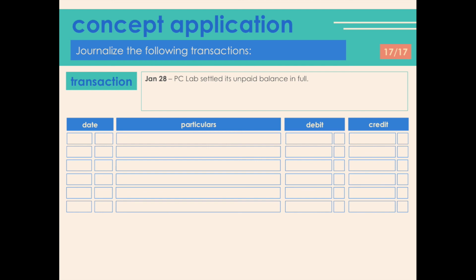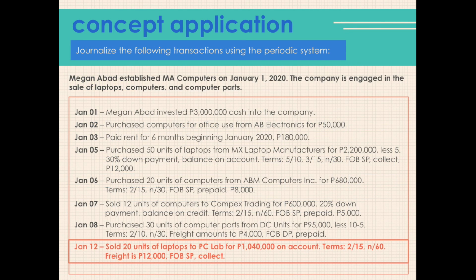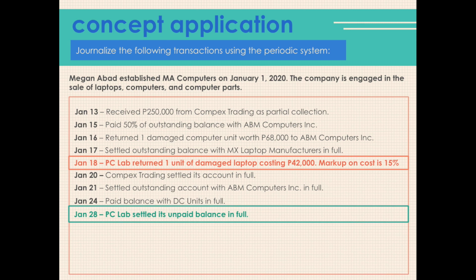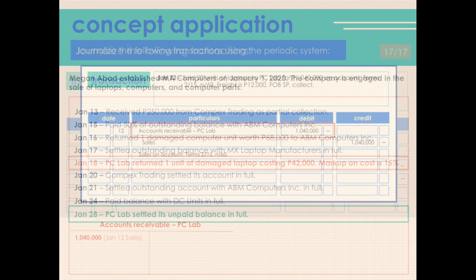January 28, PC Lab settled its unpaid balance in full. Again, this is a full settlement, so we need to compute for the total outstanding balance of PC Lab as of January 28. The original sales transaction occurred on January 12. Then on January 18, PC Lab returned one damaged laptop before it decided to settle its account on January 28.